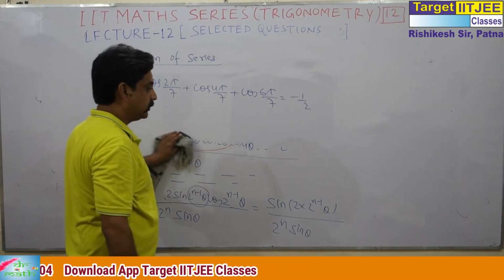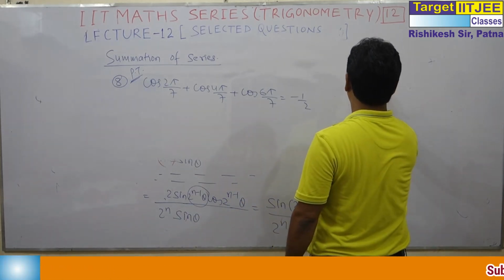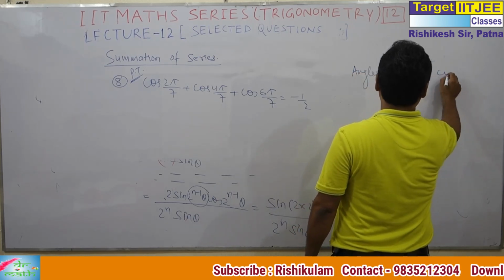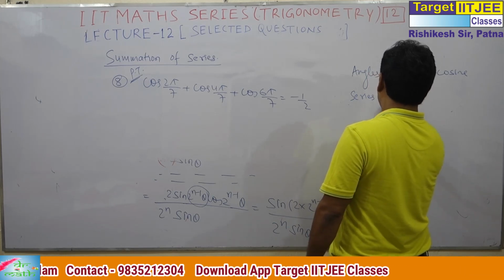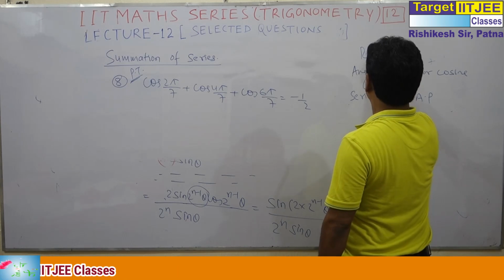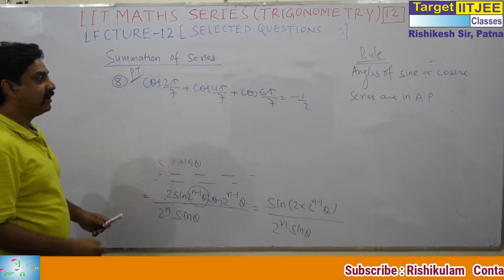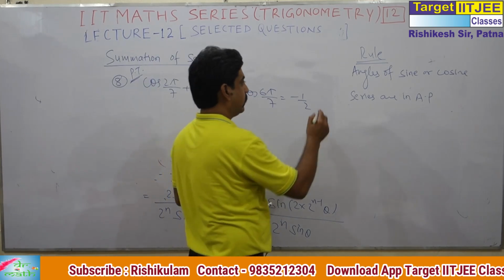Actually, there is a rule. What? Angles of sine or cosine series are in AP. Rule for this. See, you can write. When angles of sine or cosine series are in AP, what is the rule?